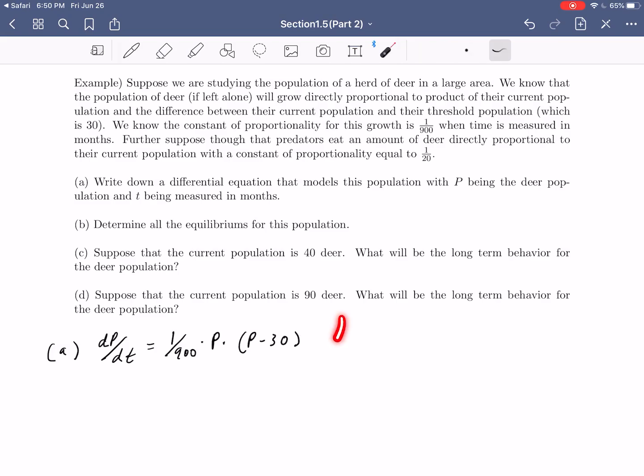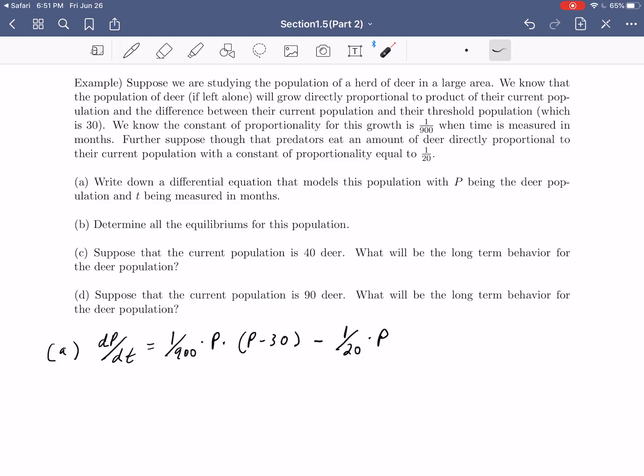The reason is here, if P was somehow below 30, then this would be negative and our population would decline because we're below the threshold population. But if P is greater than 30, then we're above the threshold population. This will be positive and our population will increase. So there we go. If they were left alone, this would be our differential equation. But we know that predators eat an amount of deer directly proportional to their current population. So we would have minus, because this is obviously going to be reducing their population, 1 over 20 times P. And of course we're using P there because it's directly proportional to their current population. So there we go.